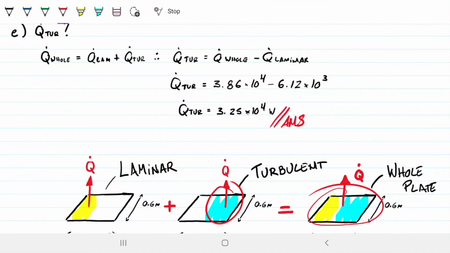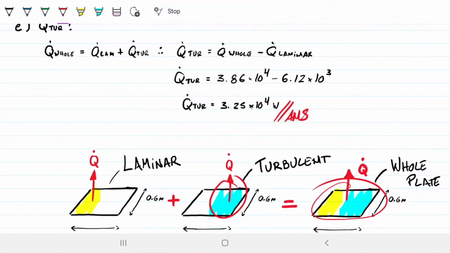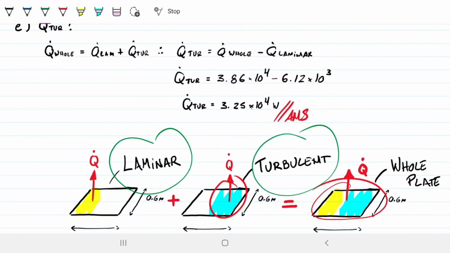One last thing that I want to point out is that now that we know the different individual portions, we can actually find out what is the contribution of the laminar versus the turbulent. And it turns out you can do that quickly, and it turns out that it's about 84%. So this is telling you that about 84% of the total heat coming out of this plate and going into the water is coming from the turbulent part of this regime, right?